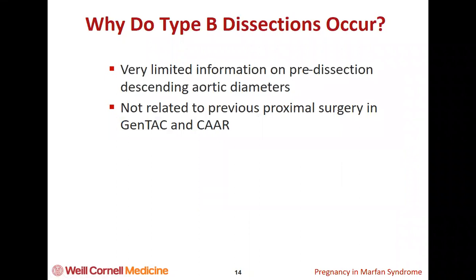So one final question is why type B dissections seem to predominate in those women who are aware of their diagnosis and do not have excessively large root diameters that might preclude safe pregnancy. Unfortunately, we have very limited data on pre-dissection descending aortic diameters to know whether pre-existing aneurysms are important, but limited data do not suggest that this is the case. And unlike the situation in the general Marfan population, there is not an association with previous elective aortic root replacement.